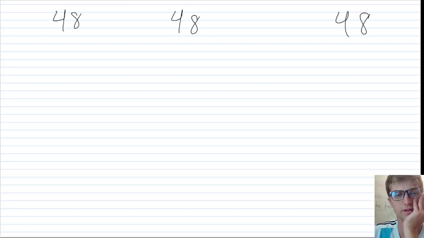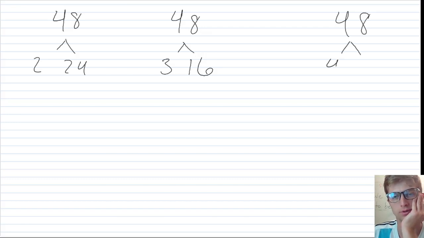For example, I'll do one more before I show you. Okay, let's do 48 since it's a little bit bigger. 48, 48, 48. We'll do 3 different ways. So 1 is 2 times 24. 1 is 3 times 16. And 1 is 4 times 12.